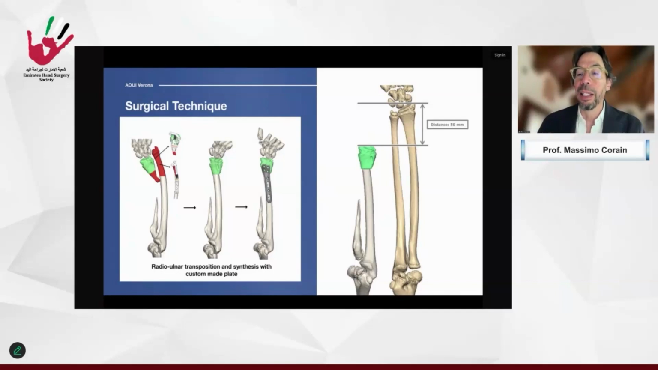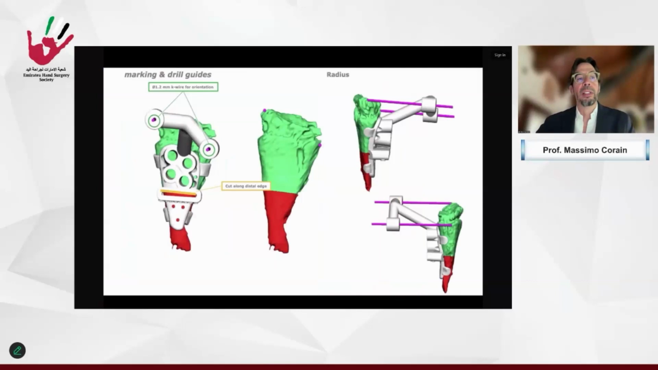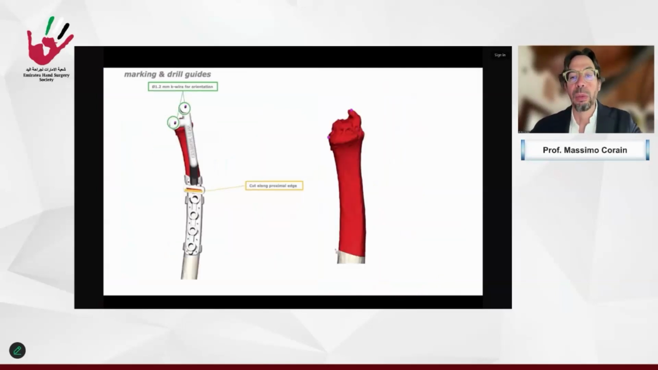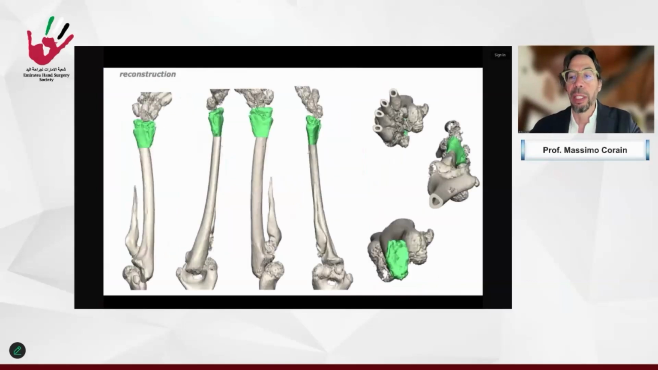And this is the comparison with the contralateral forearm. So I know that in a second step, I will have to make a lengthening of this forearm, but not now because soft tissue doesn't let me do it. So this is the marking and drill guide for the osteotomy, the distal ulnar simulation of osteotomy with a guide, and the final aspect, considering the rotational deformity of the distal radius in order to give a correct alignment of the hand to the forearm.